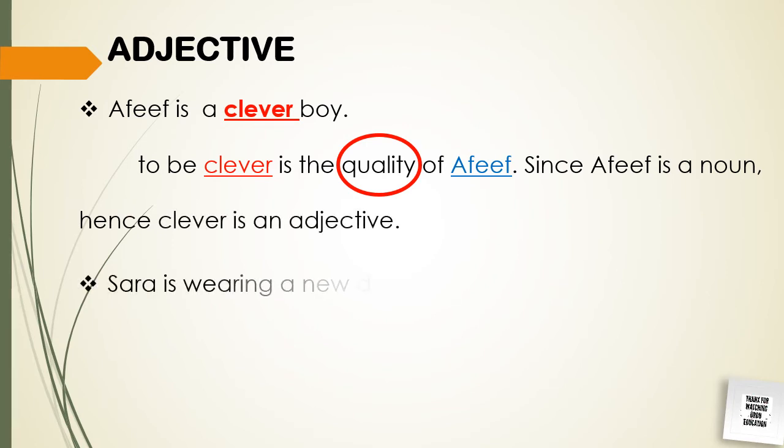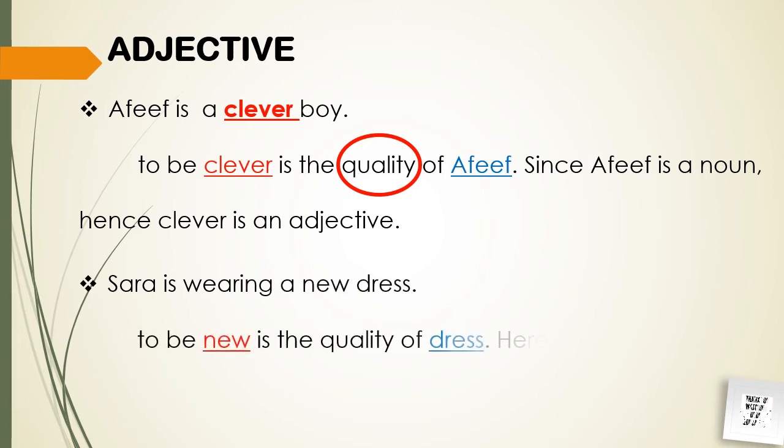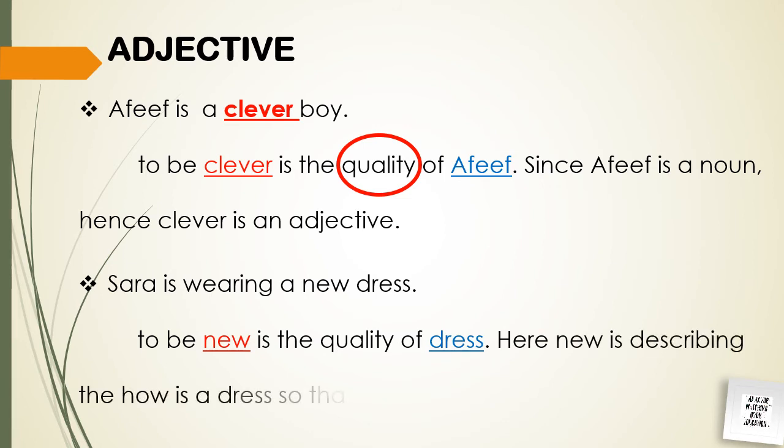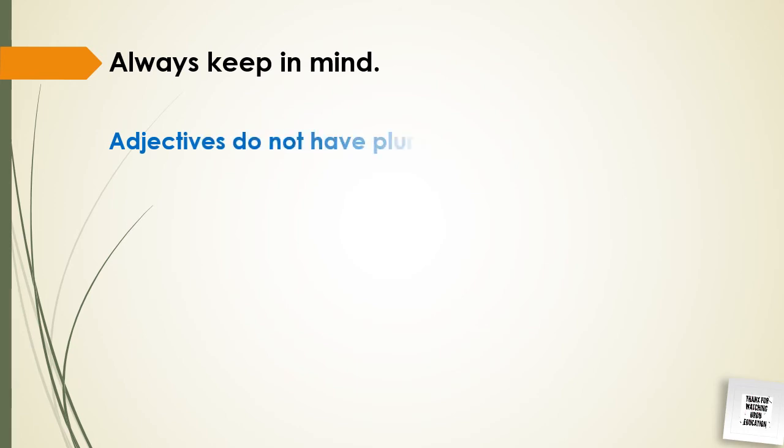Sarah is wearing a new dress. To be new is the quality of the dress. Here, new is describing how the dress is, so we can say new is an adjective. Always keep in mind that adjectives do not have plural forms.